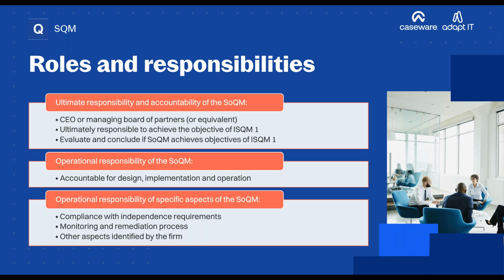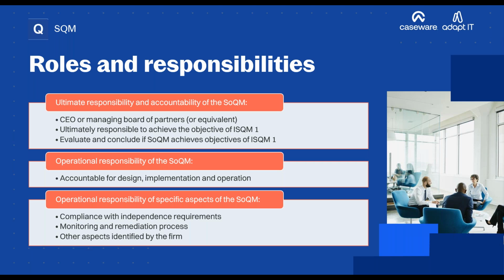Then secondly, you need a person or persons that will have the operational responsibility. So it's quite obvious that the CEO of a firm, for example, cannot do everything in terms of compliance with your system of quality management. So the standard acknowledges that you'll probably get someone, or more than one person, that will help you with the operations part. And so the operational responsibility is the role that's accountable for the design, the implementation and the operation. Definitely a lot more involved in the setting up of your SQM app.